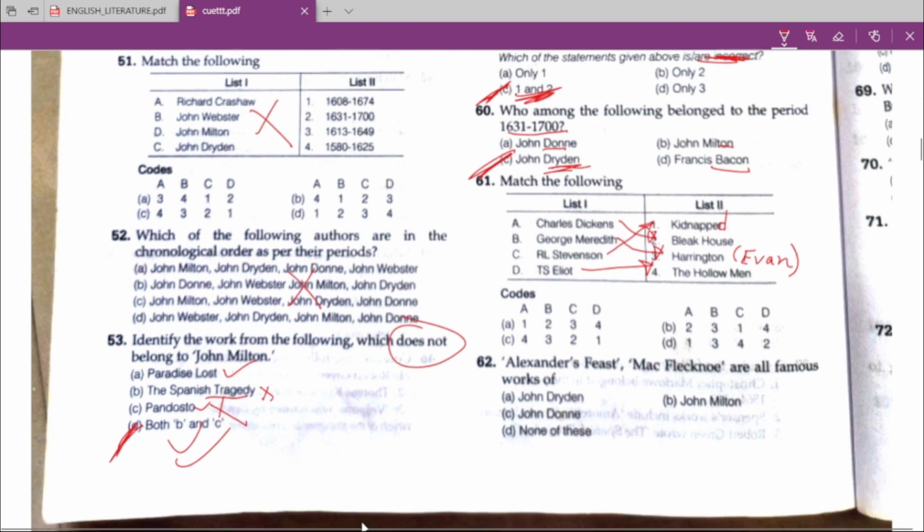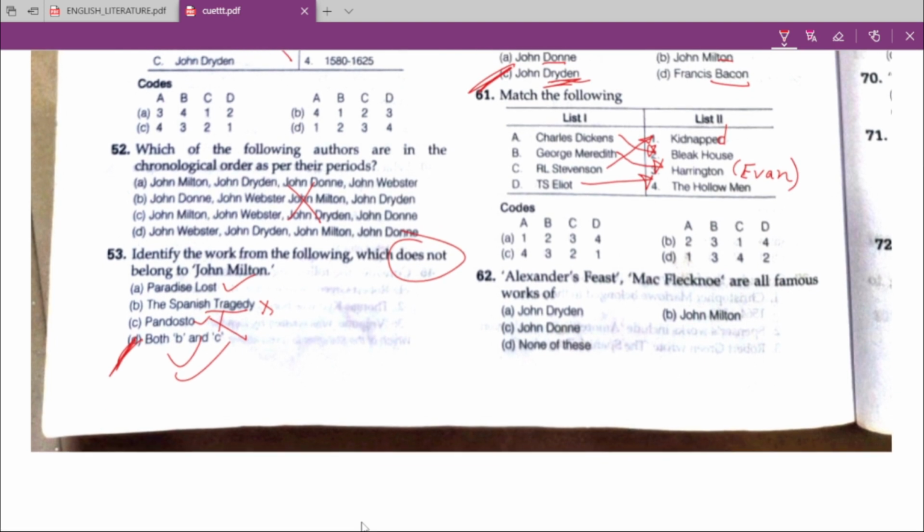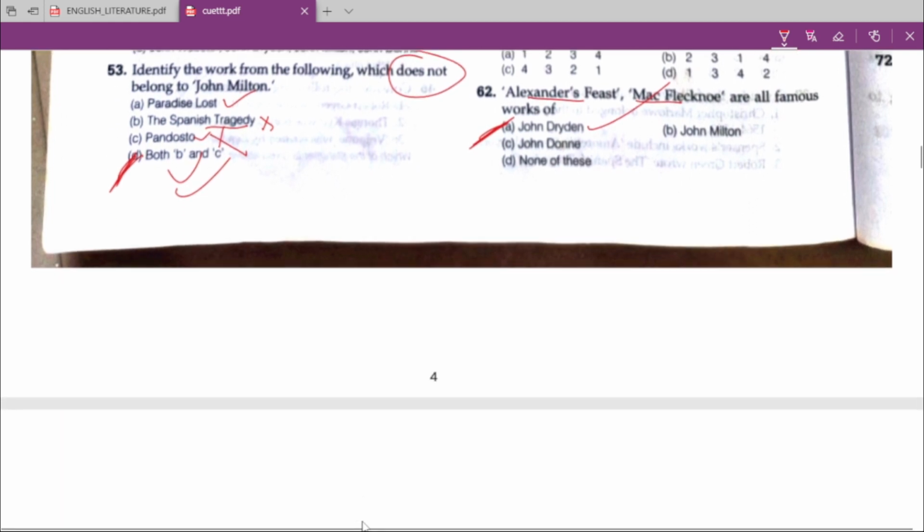Alexander's Feast and Mac Flecknoe are famous works of John Dryden, none of these John Milton's. So Alexander's Feast and Mac Flecknoe are all famous works of John Dryden. Moving on to question number 63.